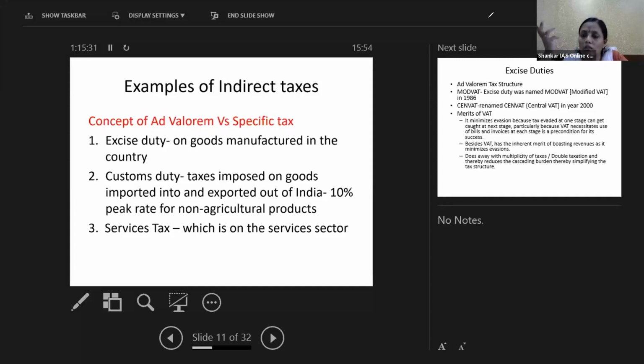Assume that you are importing some luxury car, right? Now what we have written here, 10% is the rate for the non-agricultural products. So if you are importing, say for example, Lamborghini, right? A luxury car, which is worth like around 2 crores, 3 crores. Maybe I'm telling it a bit lesser.